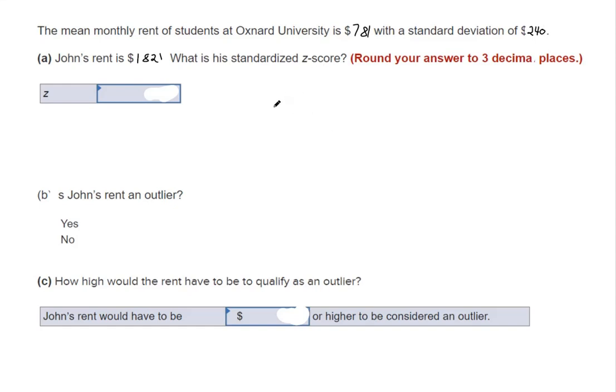We're asked to calculate a z-score. So it's a formula, looks like this, where x is the number you're trying to convert to a z-score. So we're going to plug in 1,821 in for x. Mu is the mean, and so they tell us the mean is 781 for the population. And then this Greek letter sigma is the standard deviation, so 240 goes in there.